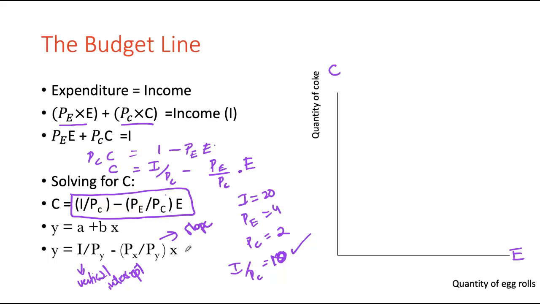And what was our slope? Remember, our slope was 2. Let's see if our slope matches this equation over here. So price of egg roll divided by price of coke, which is 4/2, is again 2. Every time you consume 1 additional egg roll, you'll have to give up 2 cokes.